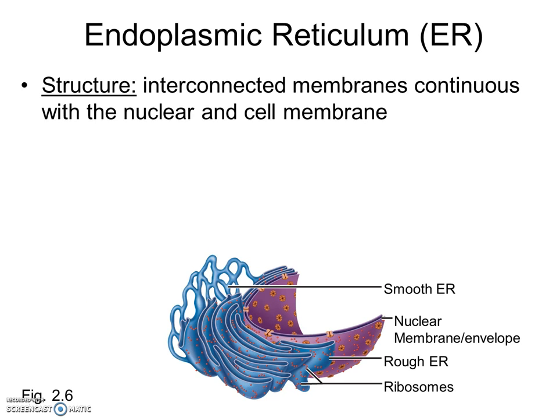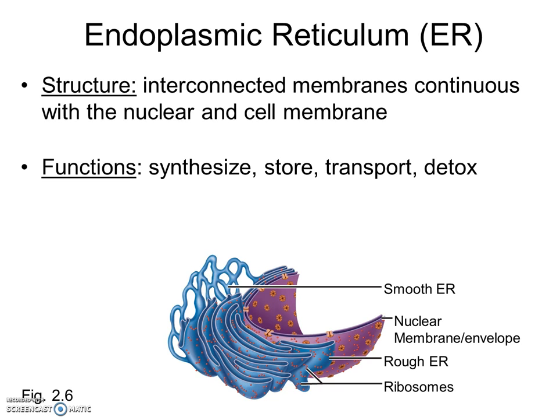Next, we have the endoplasmic reticulum, and I just mentioned it, so we can see right here the rough ER. The endoplasmic reticulum is actually an interconnected membrane that's continuous with the nuclear envelope and the cell membrane. So if you notice here, here's the nuclear envelope, and then right coming off of it is the ER. And this will span all the way to the plasma membrane.